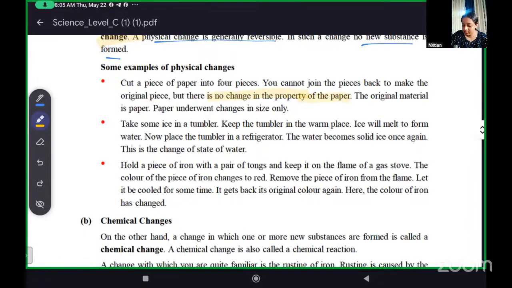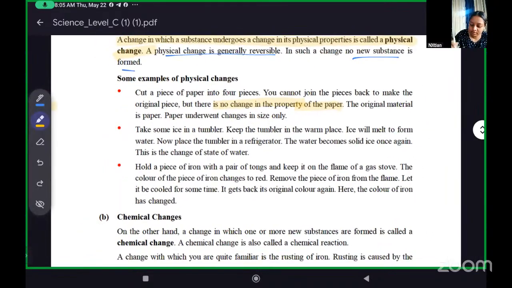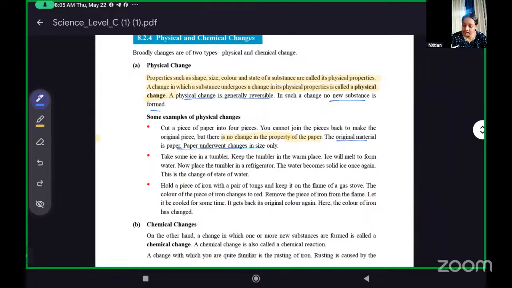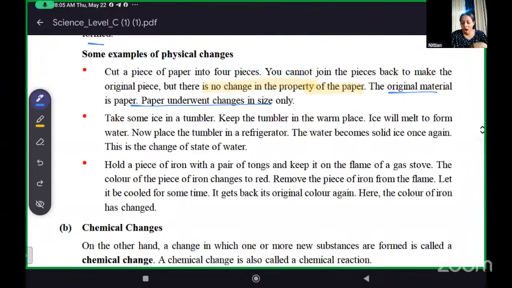No, right? It only went for change in size. There was no change in color, okay? No change in state, okay? No change in shape, but only the size of the paper. So it is a physical change.